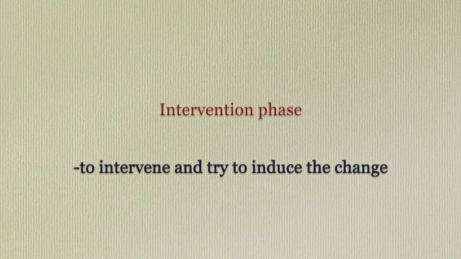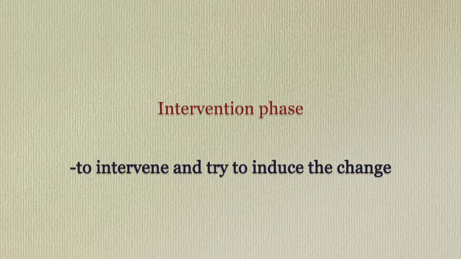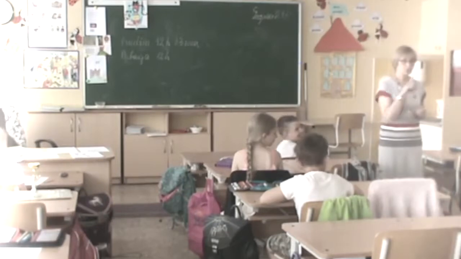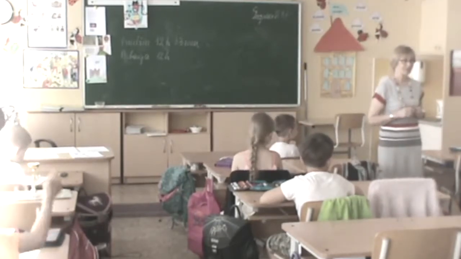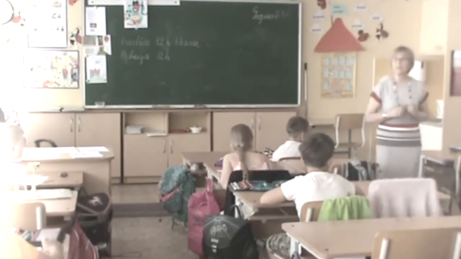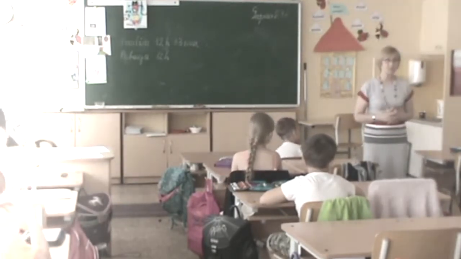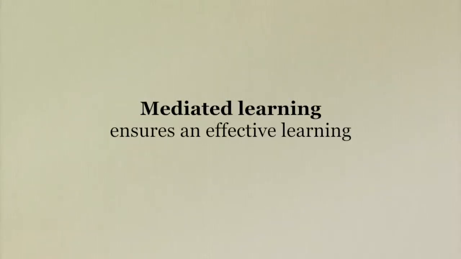Once the teacher derives an idea of why and where the students experience difficulties, the next step is to intervene and try to induce change. Intervention and mediation depend on the situation and vary with the tasks and the age of the students. In the intervention phase, the teacher seeks to be a thinking teacher, a mediator in learning and teaching processes in the classroom, and seeks to ensure effective and successful learning.